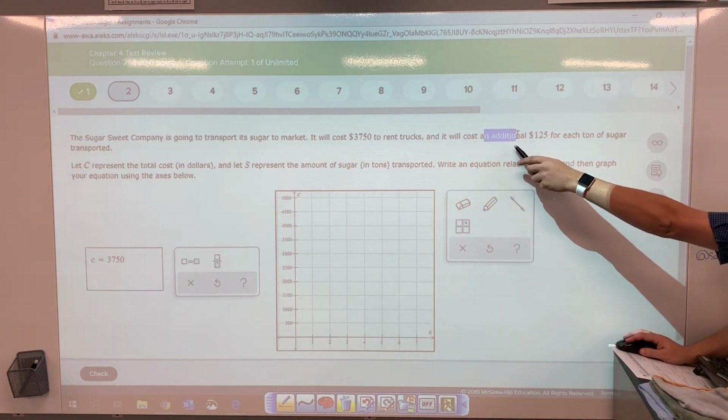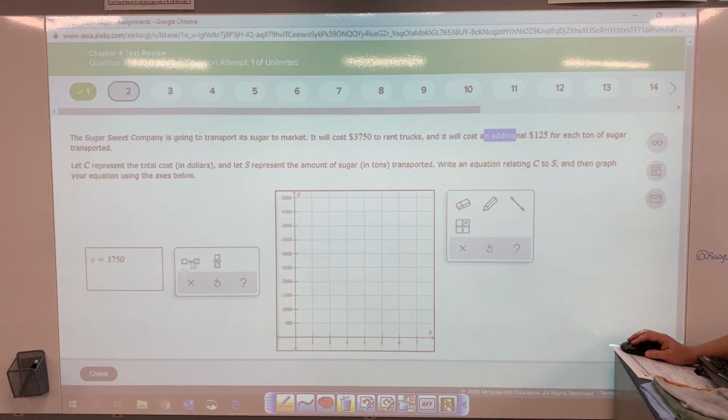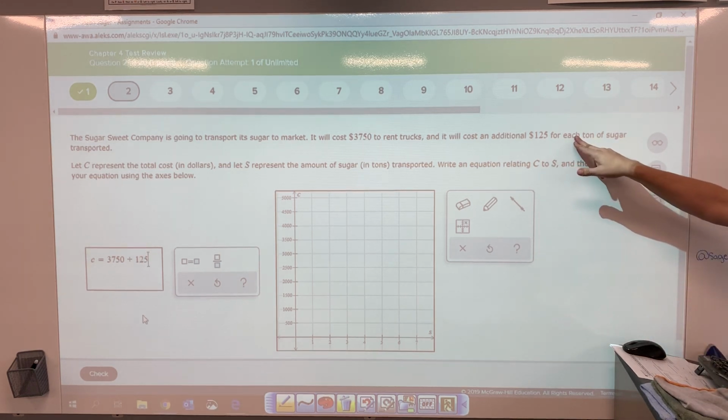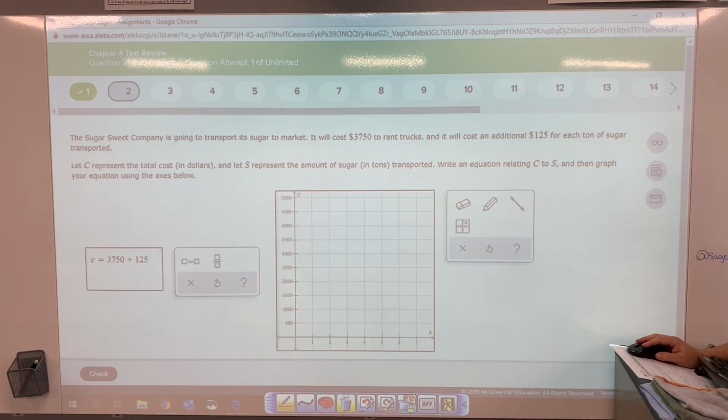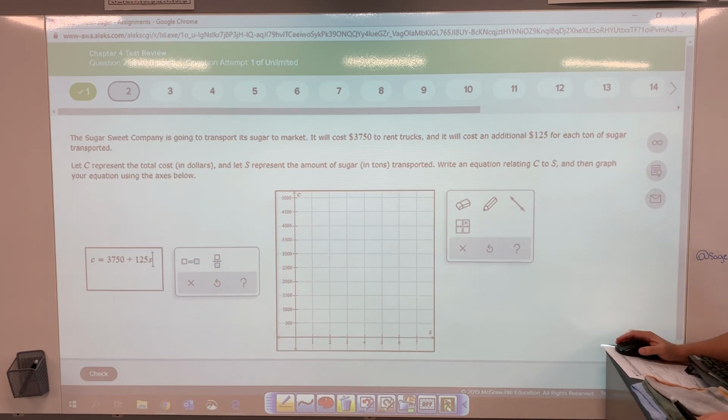And it will cost an additional. So right here with the word additional, what does that mean? Well, additional means adding. 125 for each ton. And if you guys look here, it says let S represent the amount of sugar in tons being transported. So it's going to be 125S. Simple as that, okay?